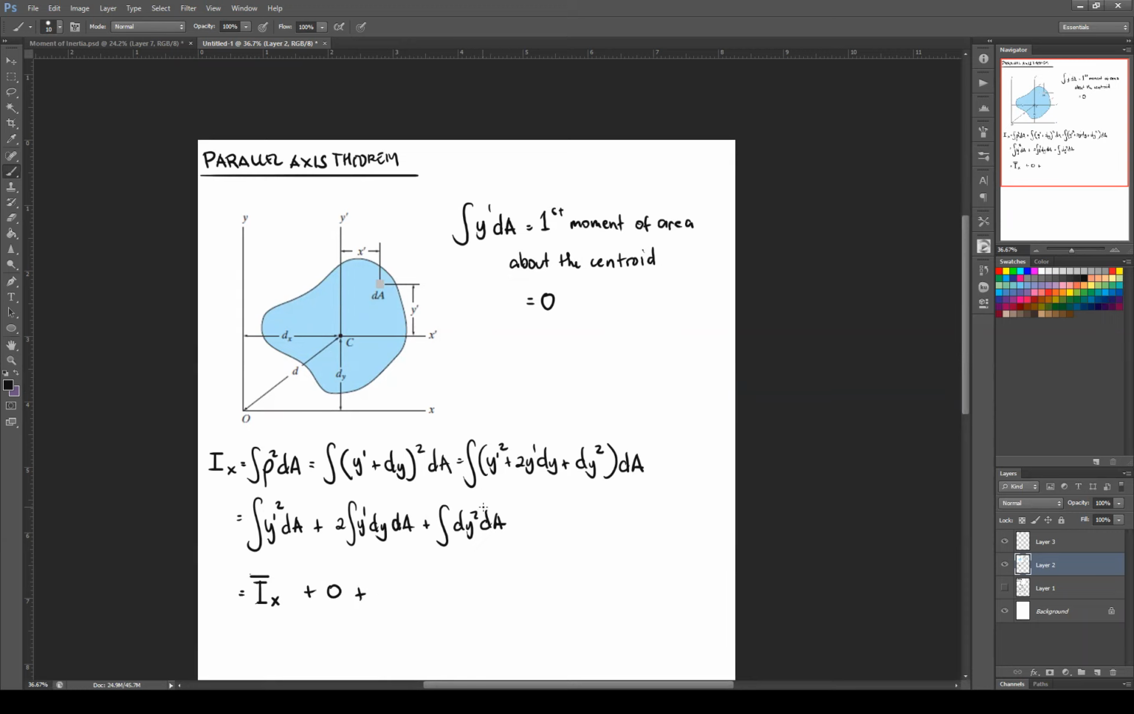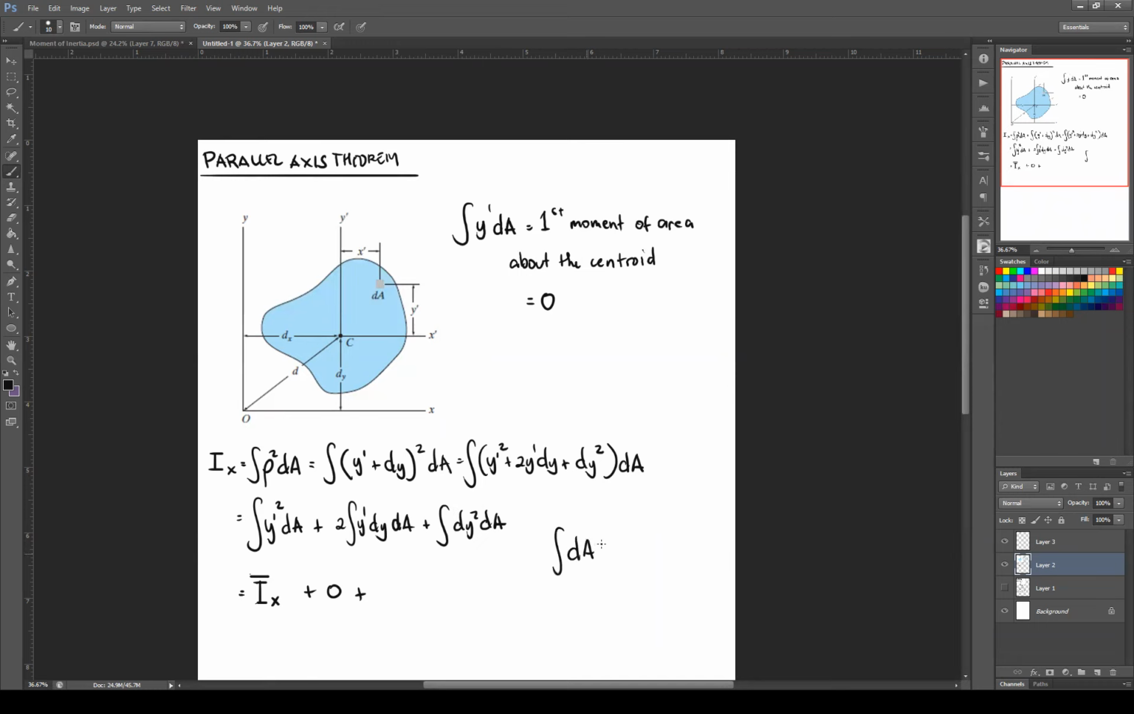dy is actually consistent, or constant. The distance between your x-axis and your centroidal x-axis is the same, no matter where you take your differential area, right? This distance is the same. So therefore, that's constant. So I can just factor that out. This becomes dy squared times the integral of dA.